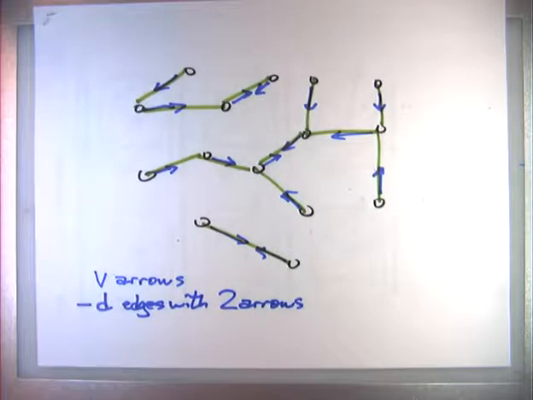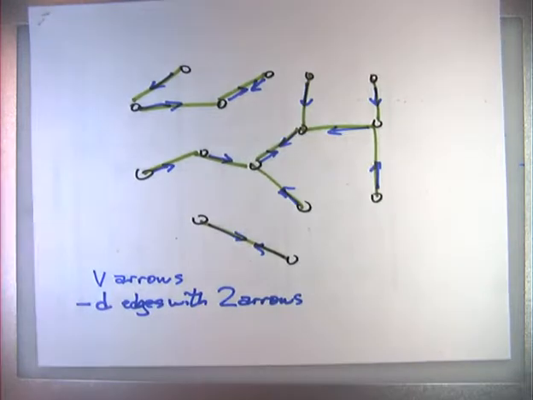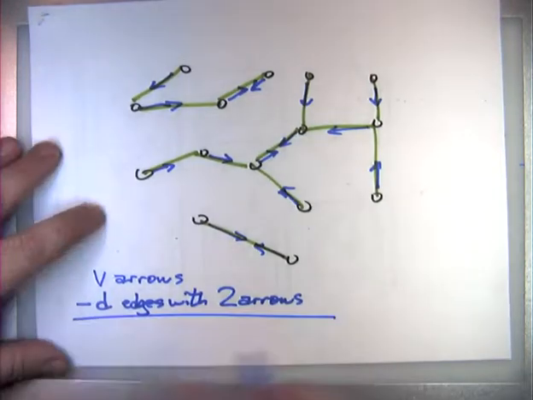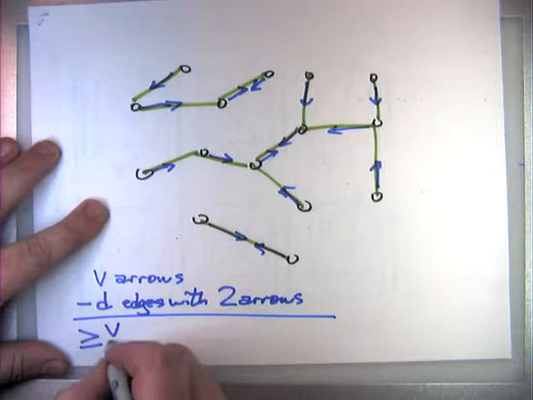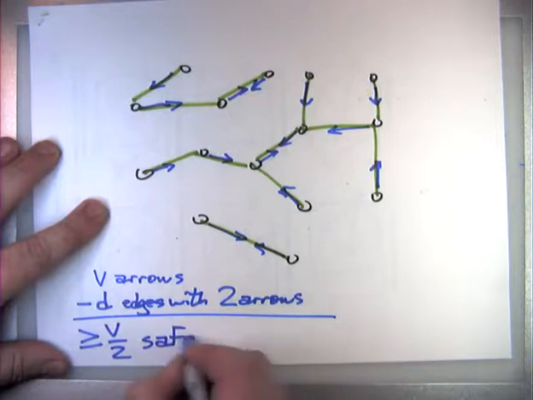Now, how many edges can there be with 2 arrows? What's the largest number of edges I can have with 2 arrows? V over 2, because I have V arrows. I put 2 of them here, I put 2 of them there, I put 2 of them there. There are V over 2 edges at most that are going to have 2, maybe less. So in the end, I'm going to add at least V over 2 safe edges.